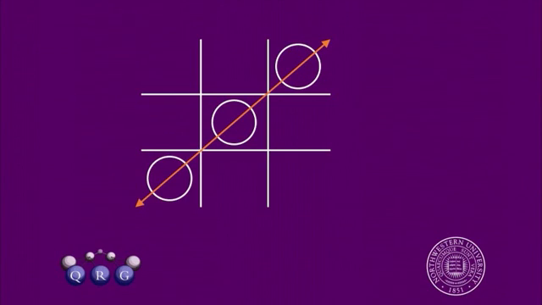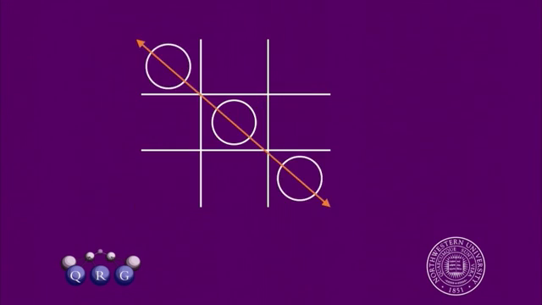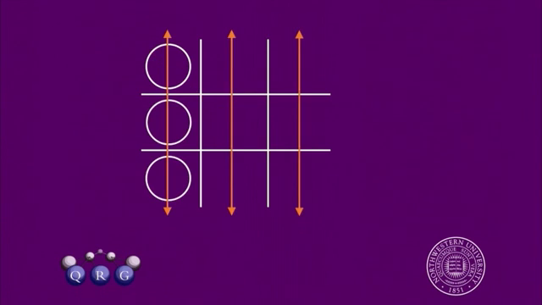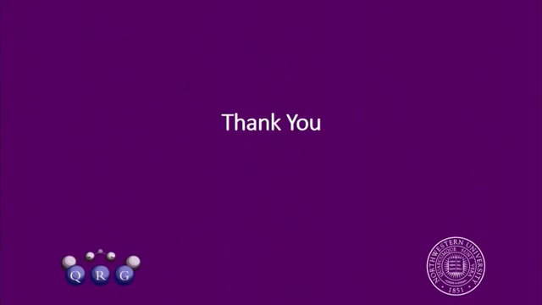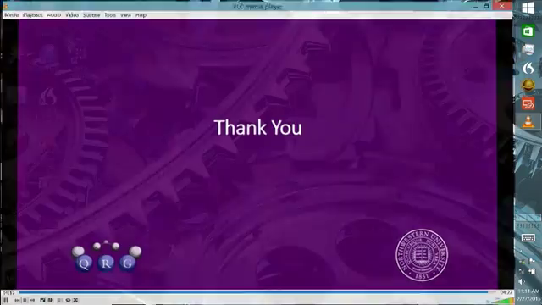In this case, the rule is specific to the particular diagonal, so it will require another trial to learn the opposite diagonal. But if we demonstrate winning on a vertical column, it will generalize this to all columns, analogously to the rule it already has for rows. So we only need a total of 3 trials to learn the complete rules of tic-tac-toe through a combination of instruction and demonstration. This concludes our demonstration of flexible multimodal instruction.